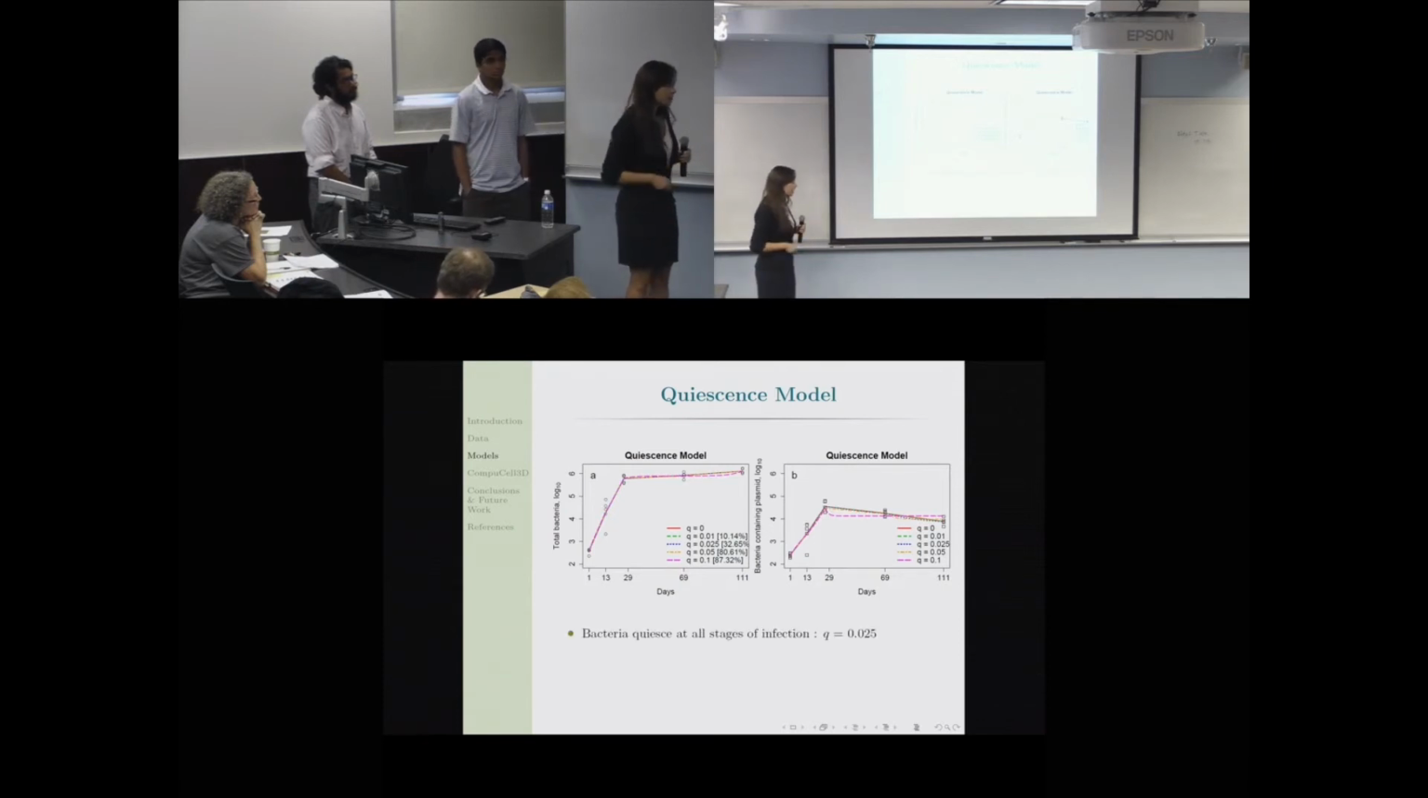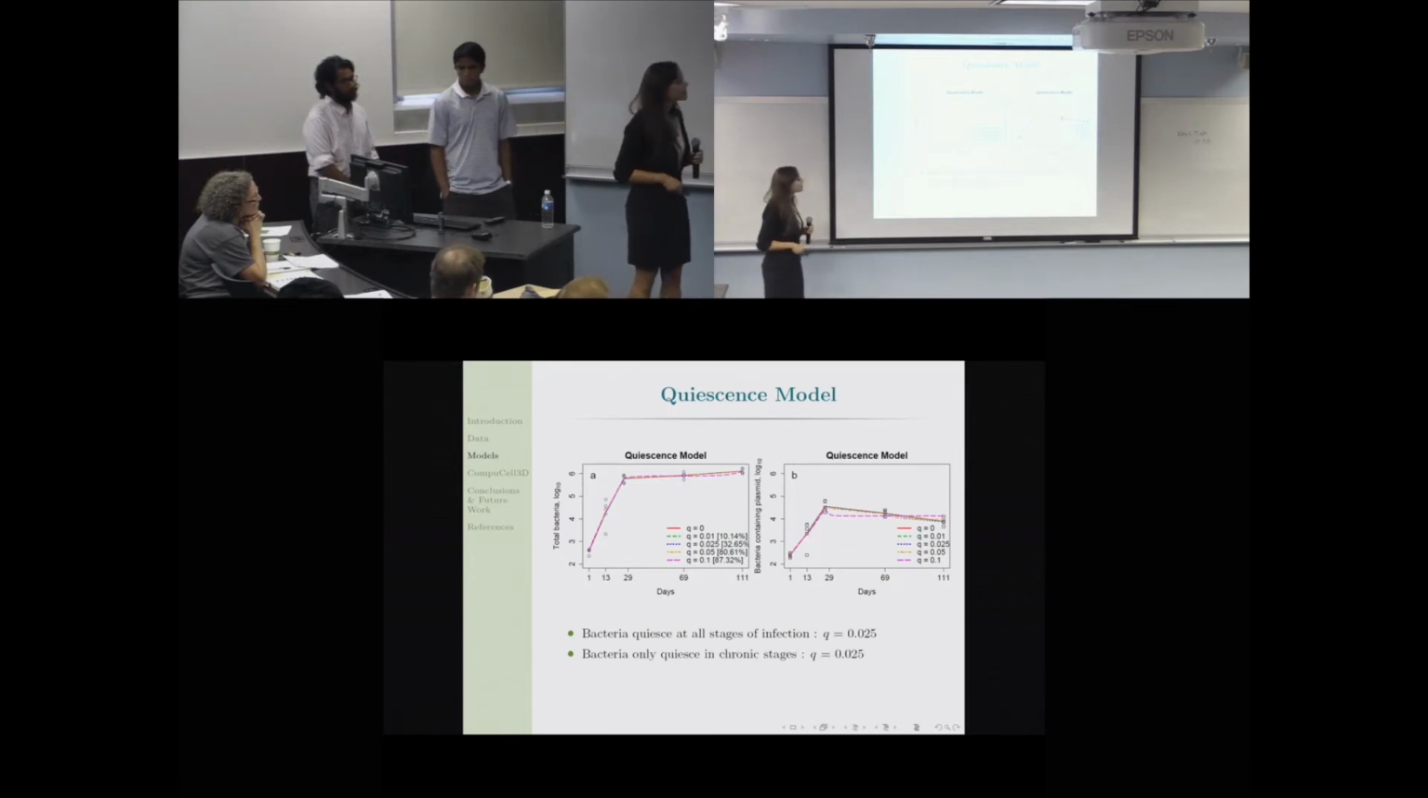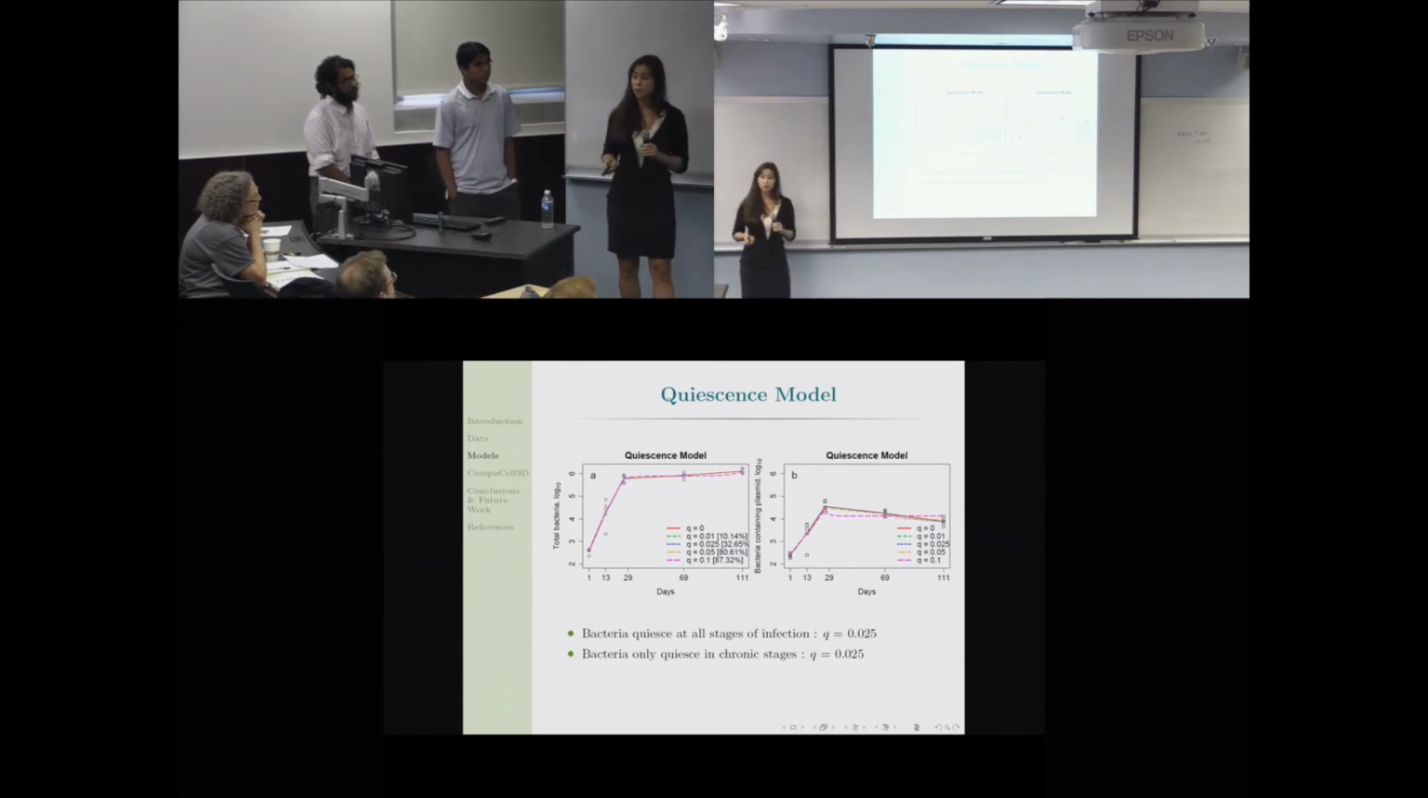So that was the first type of quiescence that we tested, and we found that the maximum quiescence would be about 2.5%. The next type of quiescence we tested is that if the bacteria only quiesce at chronic stages of infection. And we refit the model similarly, and we also found that the maximum quiescence rate would be about 2.5% again.